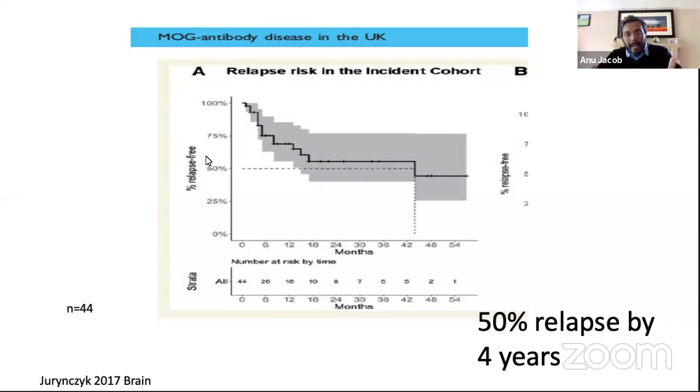In reality, all the patients were tested in the lab, with samples sent across the UK to a central lab, and those who were positive were identified. We sent questionnaires out to their treating doctors asking about the clinical outcomes and what has happened to these patients on follow-up. Then we identified patients who had only one episode and followed them up. In this incident cohort, by 4 years, 50% of patients had a relapse, but 50% did not relapse.